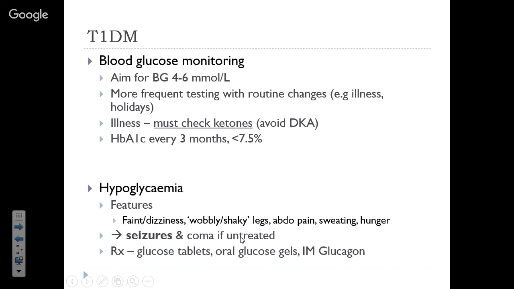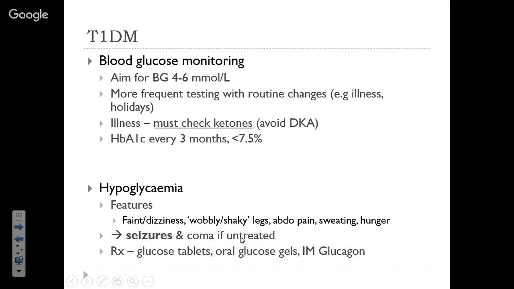Blood sugar monitoring. So you want to be aiming for blood sugar of between 4 to 6. If there is a change in the routine, so if, say, the kid's sick or if you're on holiday, you want to be aiming for more frequent testing. And ketones as well if they're sick to avoid DKA. And HbA1c every 3 months, aiming for about less than 7.5%.